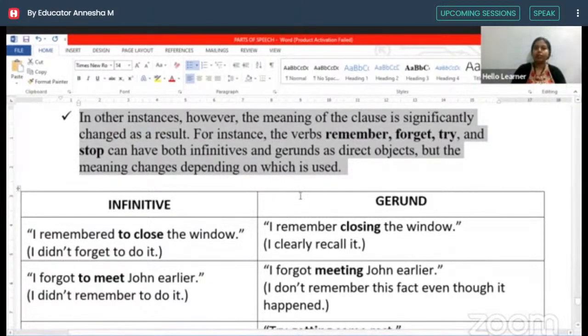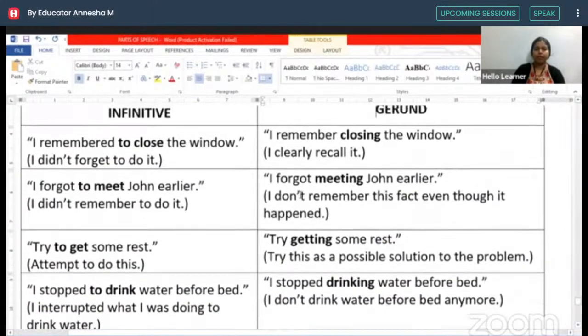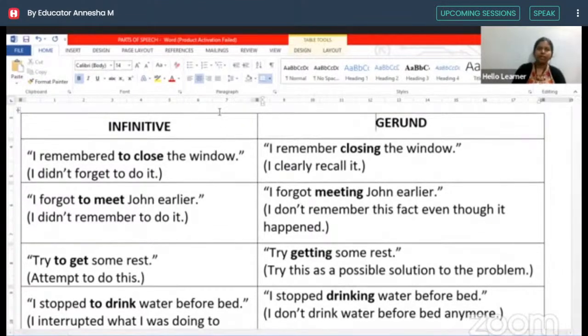Okay, let's look at the verbs and the sentences and let's try to understand. Okay, देखिए left side में infinitive है, right side में gerund है हमारा. So first sentence से start करेंगे. Any questions till here? If you guys have any questions, please ask.